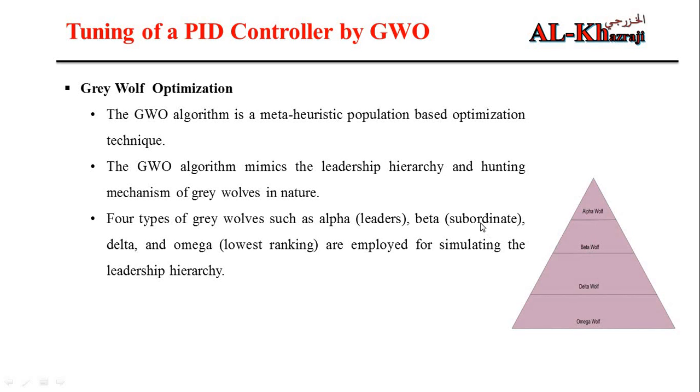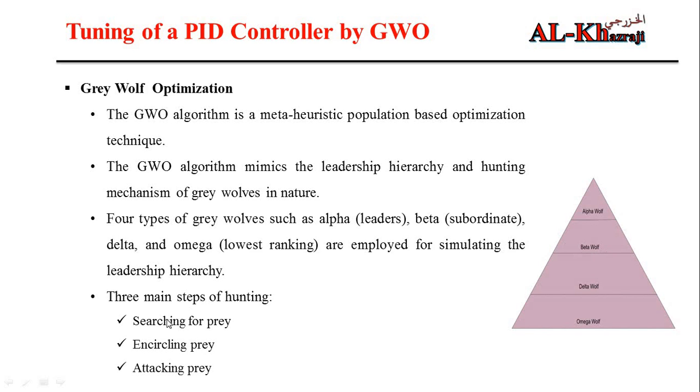And then you have the beta, which is the subordinate. And then you have the delta, which has less information, and the remaining they call omega. So in order to make a decision, the alpha, beta and delta are the guides for the omega, the other wolves, in order to search for the prey. Now the hunting process has three phases: the searching process, encircling, and then attacking.